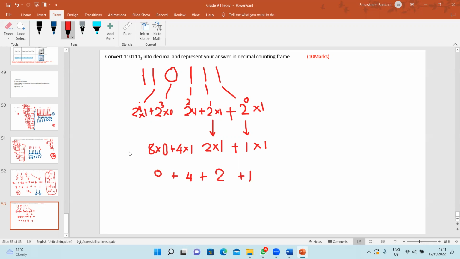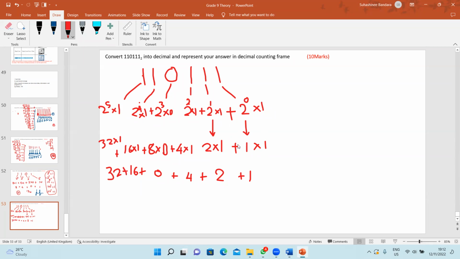2 to the power 4 means what? 16 multiplied by 1, add with this one. Then 16 should be there. Then 2 to the power 5 multiplied by 1, 32, multiplied by 1 should add with this one. Then 32. Okay. What is the total answer?